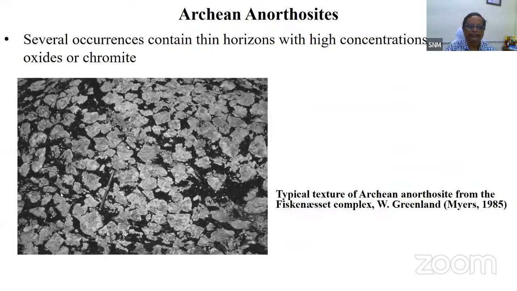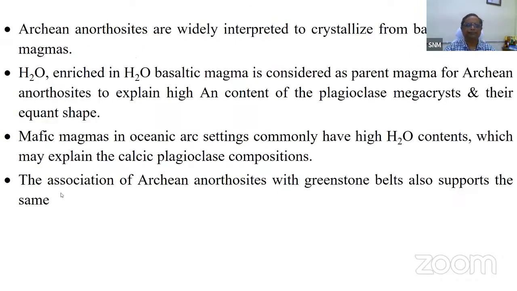The Archean anorthosites, as you can see, are megacrysts, and these are also cumulates, but the plagioclases are very rich in calcium, whereas the intercumulus phases, like any other case, are pyroxene or olivine. They do contain some amount of iron-titanium oxides, ilmenites, or chromites. These Archean anorthosites are widely interpreted to crystallize from a basaltic parental melt only.